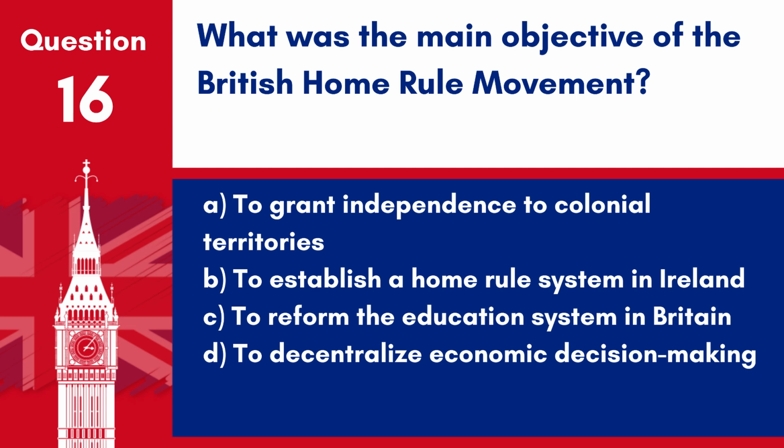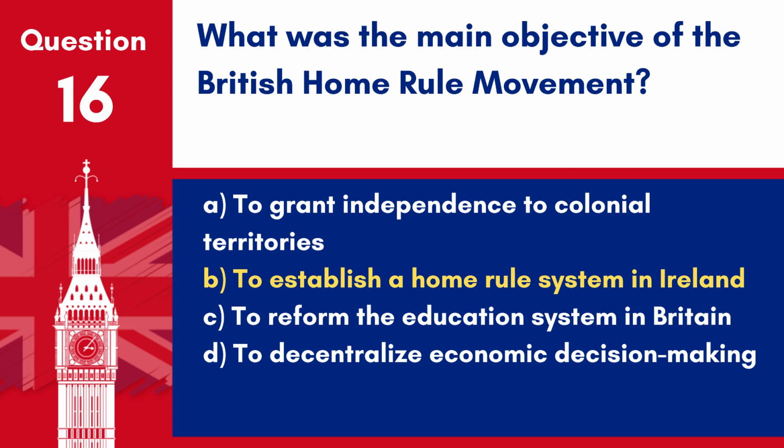A. To grant independence to colonial territories. B. To establish a Home Rule system in Ireland. C. To reform the education system in Britain. D. To decentralize economic decision-making.